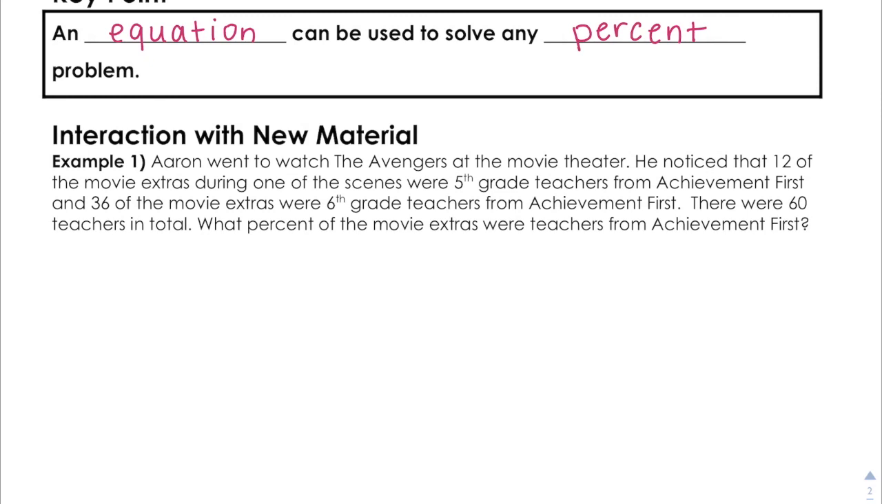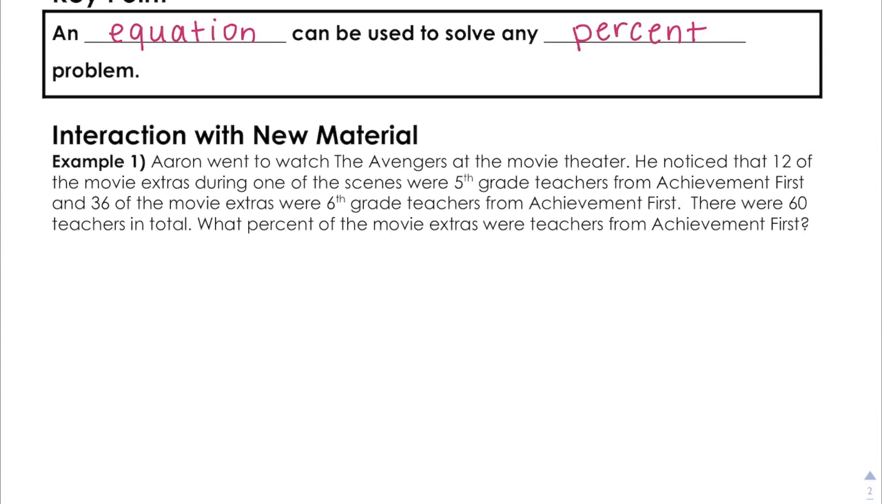Number 1. Aaron went to watch the Avengers at the movie theater. He noticed that 12 of the movie extras during one of the scenes were 5th grade teachers from Achievement First, and 36 of the movie extras were 6th grade teachers from Achievement First. There were 60 teachers in total. What percent of movie extras were teachers from Achievement First? Whew, that's a lot of words.